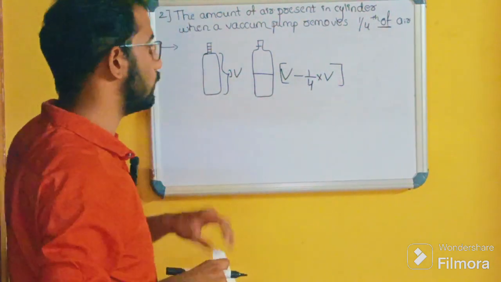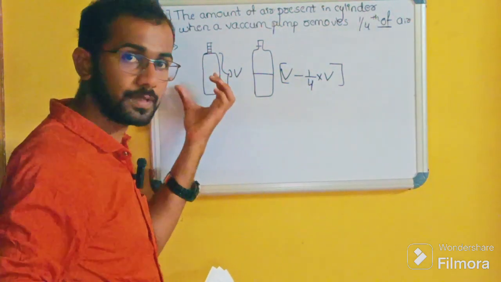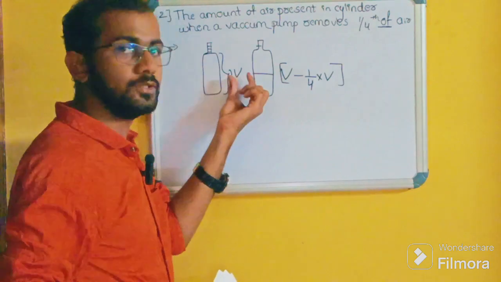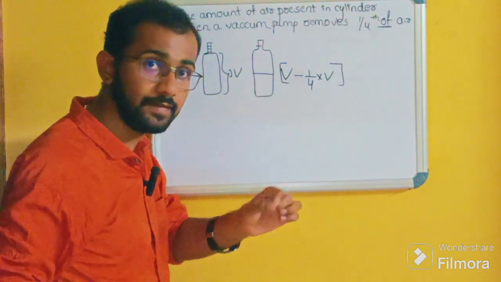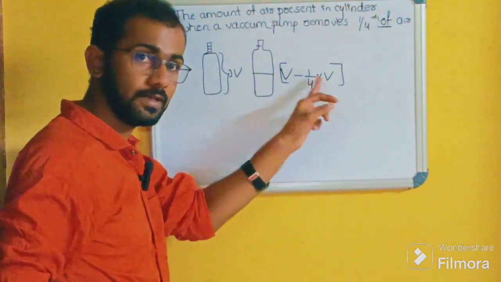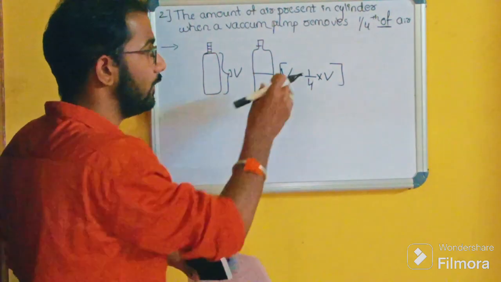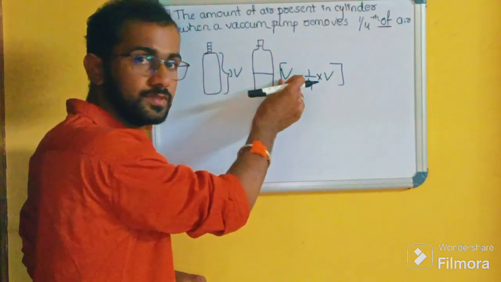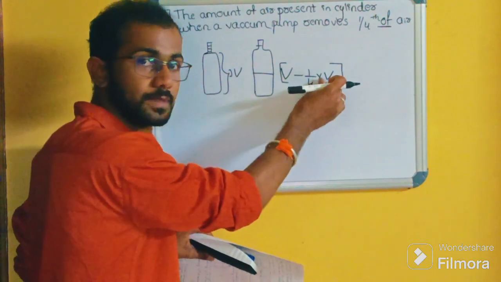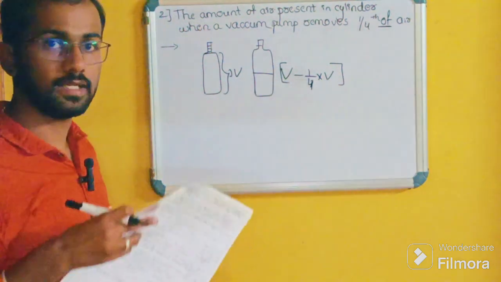I will tell you one more time. The air present in the cylinder initially is considered as V. When you attach a vacuum pump, it will remove 1/4 of the remaining air. So if you subtract V by 4 from V, the remaining air is this much. Then how can we find a sequence from this?